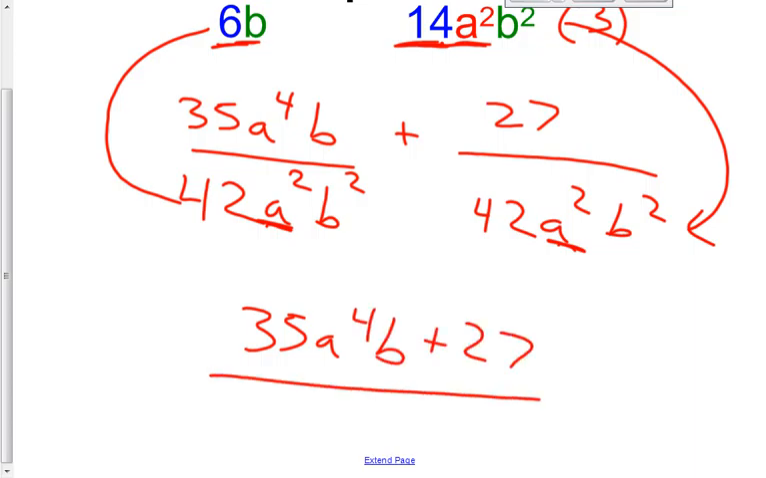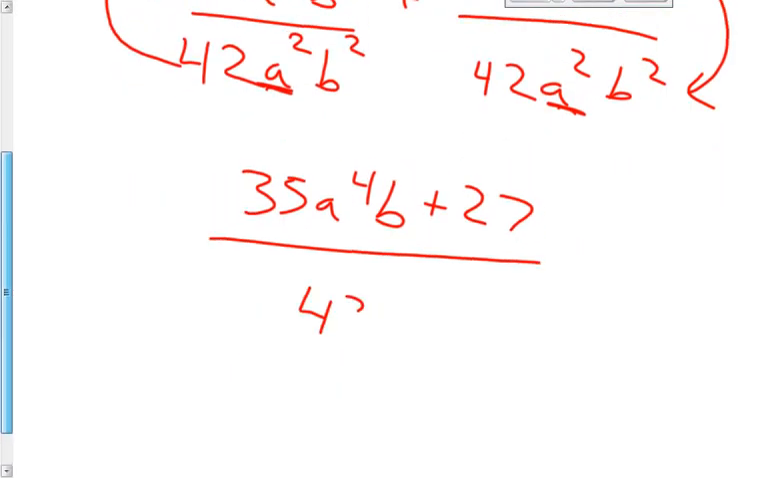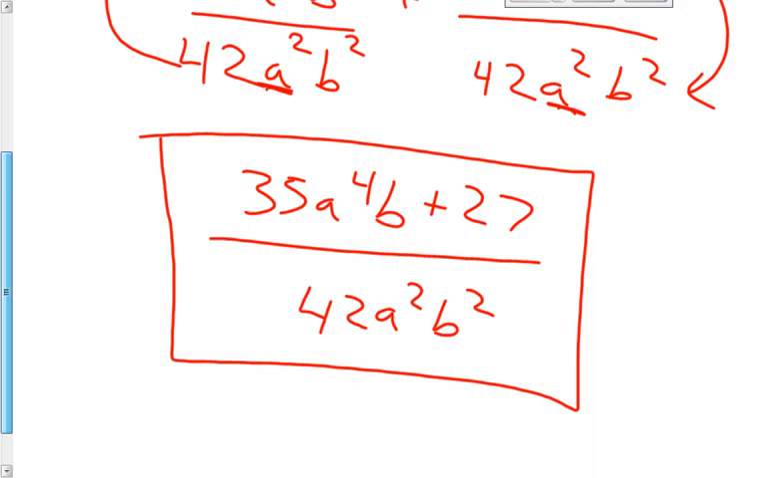That number divided by 42a squared b squared. And there is our answer. A lot of people want to somehow reduce like the 35 and 42 because 7 goes into both of those. However, you can't do that because 7 doesn't go into here. So unless you can reduce all 3 of those factors, you can't reduce any of them. So that's a little bit on how you add fractions when it's just a monomial in the denominator.